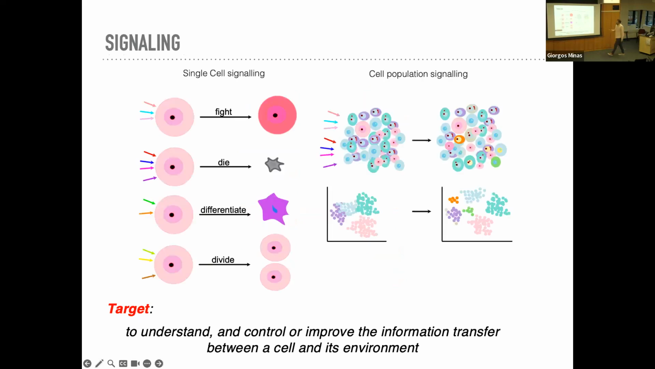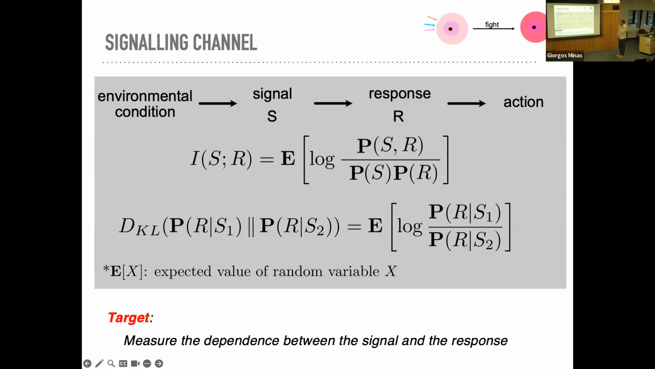Right. In some cases, we are not only interested in what an individual cell does, but maybe what a population of cells does. How does it respond to the signals and so on. Right, so how do we formulate that? So the idea is that you write this as a channel, maybe, one idea anyway. You have environmental conditions creating signals. These signals stimulate the response within the cell, and this leads to some action, say to fight the virus. How do we measure this? How do we quantify all this?